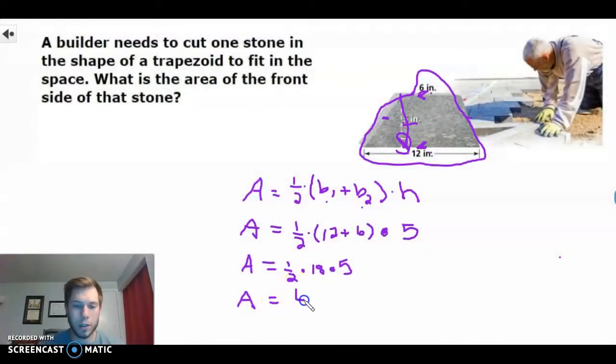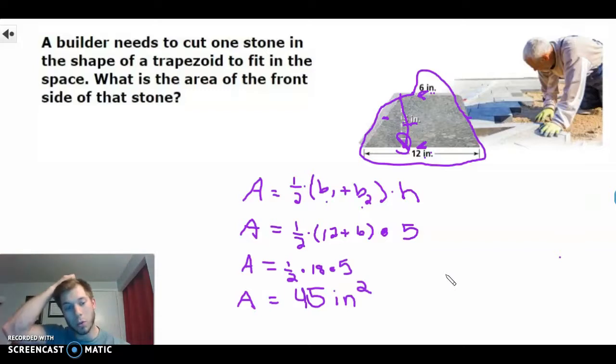So our area for this trapezoid, which is only the front part of the stone here, not the whole stone, just this front surface, we're going to get 45. Our units for all our values were inches. But since we're dealing with area, that's what we found, we're going to have inches squared. Okay? So the area of this trapezoid is 45 inches squared. So again, if you need to, you can pause the video on your own and take a look at what we're doing here to figure all of this out.